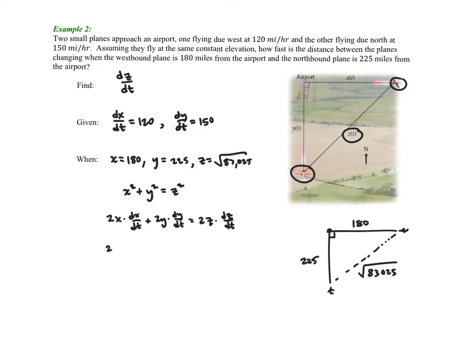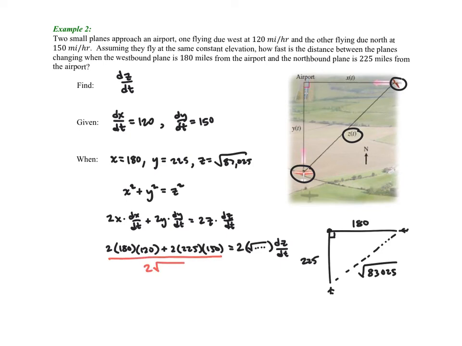All right, so that means I've got 2 times x, which is 180, times dx/dt, which is 120, plus 2 times y, which is 225, times dy/dt, 150, is equal to 2 times, now you see why it was important I found z, because otherwise I'd have 2 variables, the square root of that stuff. I'm not going to try to write that and squeeze it in. Okay, times dz/dt.